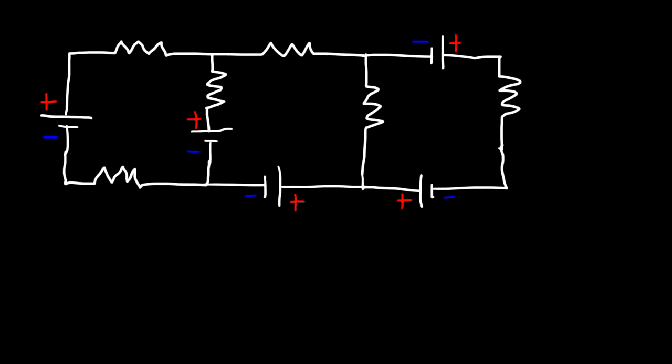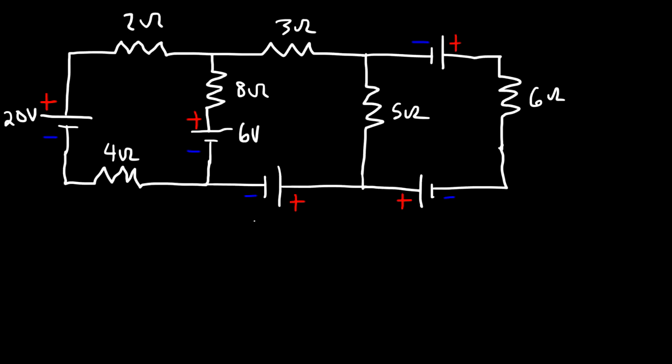Now this is going to be the final problem that we're going to work on. So let's say this is a 2 ohm resistor, and here we have an 8 ohm resistor and a 4 ohm resistor. This one's going to be a 3 ohm resistor, 5 and 6. On the left we have a 20 volt battery, and this is going to be a 6 volt battery, and there's an 8 volt, a 12 volt, and the last one's a 16 volt battery.